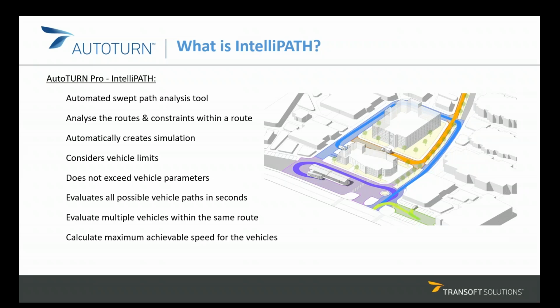This tool can generate and evaluate all possible vehicle paths through a route in seconds. It also helps you evaluate multiple vehicles within the same route and calculate the maximum achievable speed for the vehicle for a particular movement.